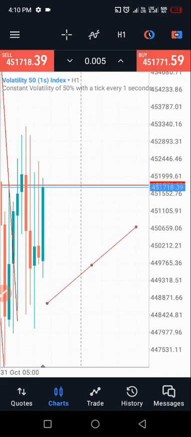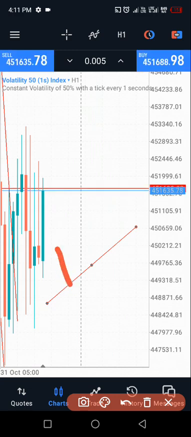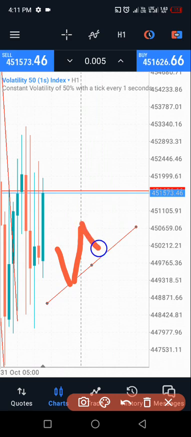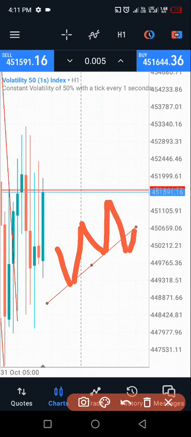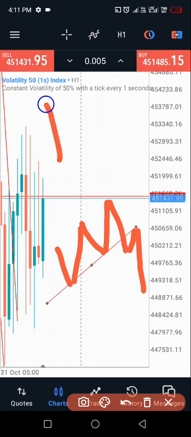You want to wait for the first touch here, and then wait for the market to go up. You want to wait for the second touch here, and the market goes up, and then you want a breakout of this trend line, and then a retest of that same trend line, and then the market goes down. This is the idea behind the strategy, and this is exactly what I'll be showing you, how we were able to take this trade on VIX 50 1 second.